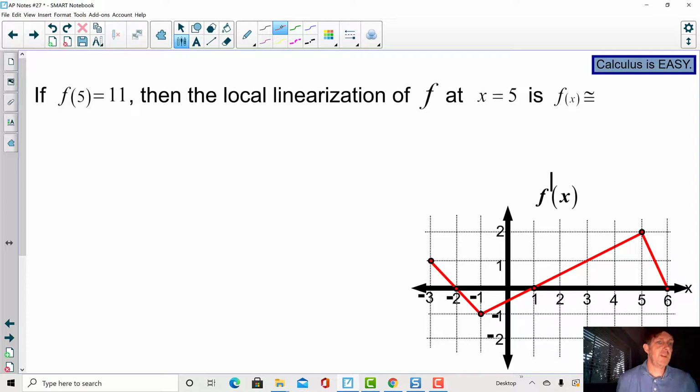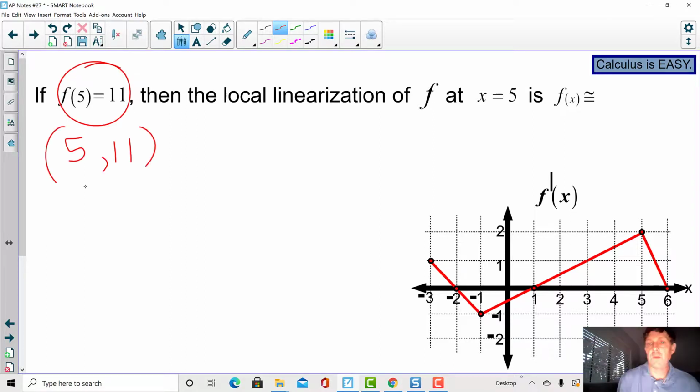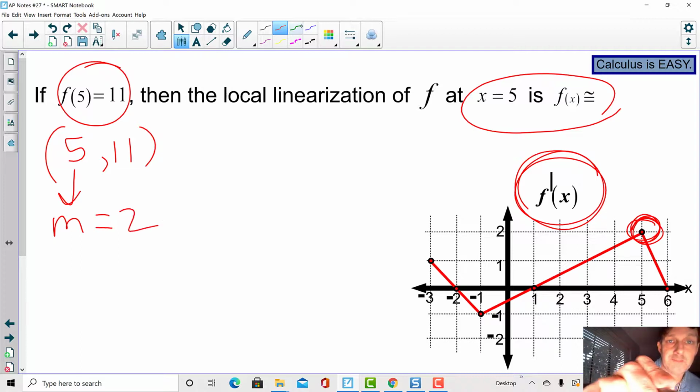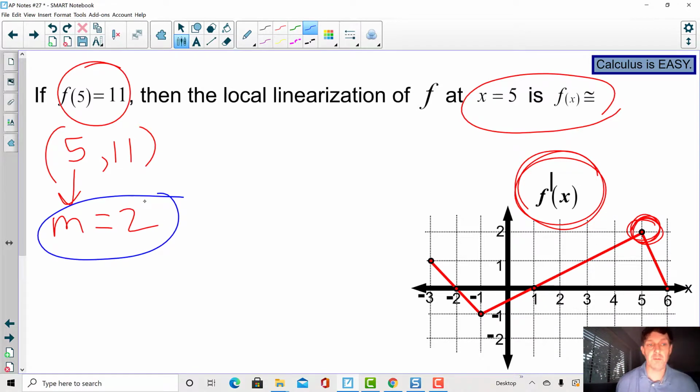Okay, this last one's just kind of a quick, easy one. They give you the point, and you just have to figure out the slope by looking at the graph. This is the graph of the slope. This is the graph of the derivative. So when x is 5, you can see the y value is 2. So that means the slope is 2 when x is 5. And that's it. That's the only different thing about this problem.